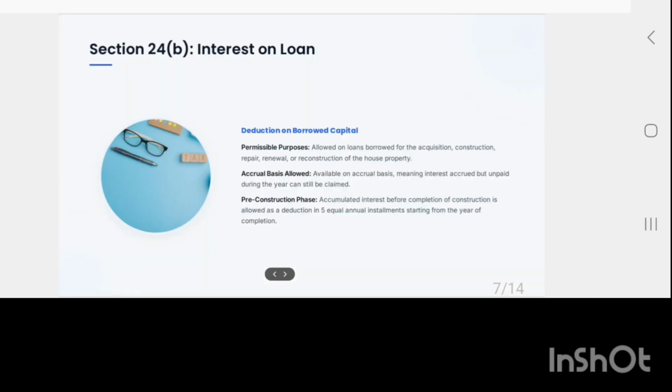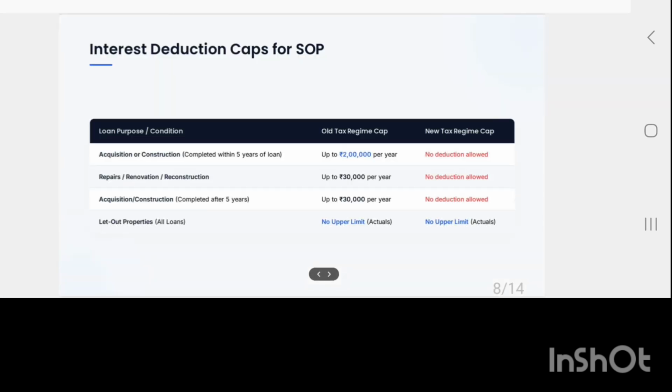Section 24B says interest on loan, which is any amount borrowed for the acquisition, construction, repair, renewal or reconstruction of the house property, is also allowable. The interest deduction on capital for self-occupied property is not allowed in the new tax regime.